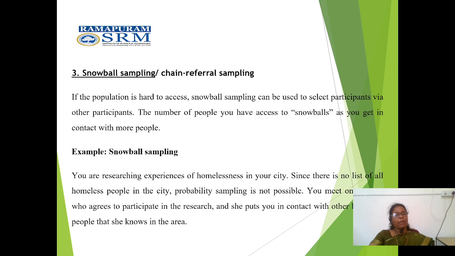Example for snowball sampling. You are researching experiences of homelessness in your city. Since there is no list of all homeless people in the city, probability sampling is not possible. You meet one person who agrees to participate in the research, and she puts you in contact with other homeless people that she knows in the area.